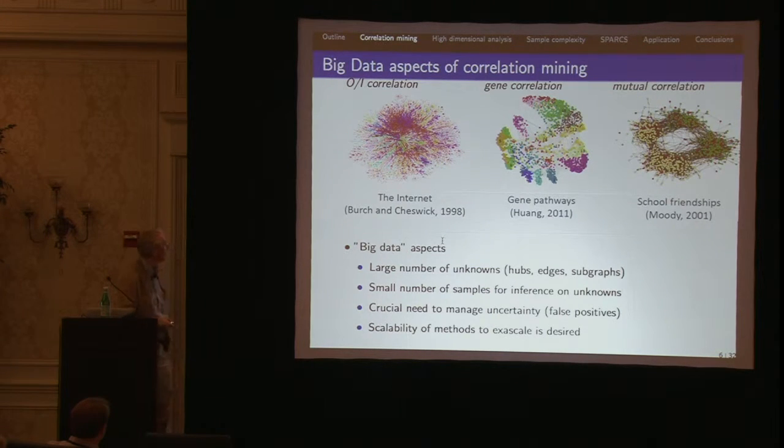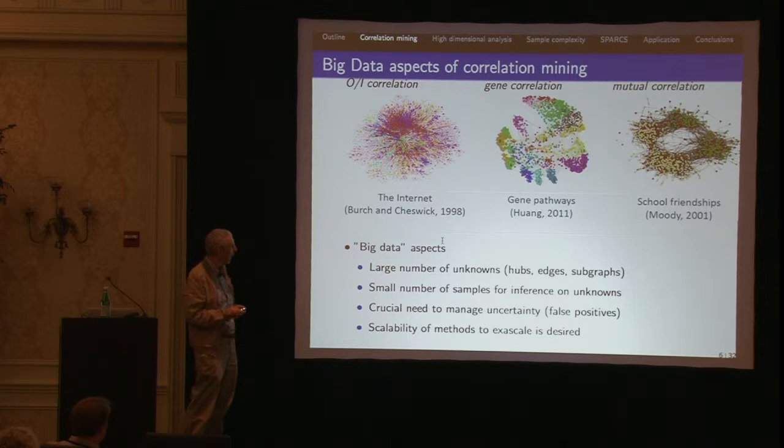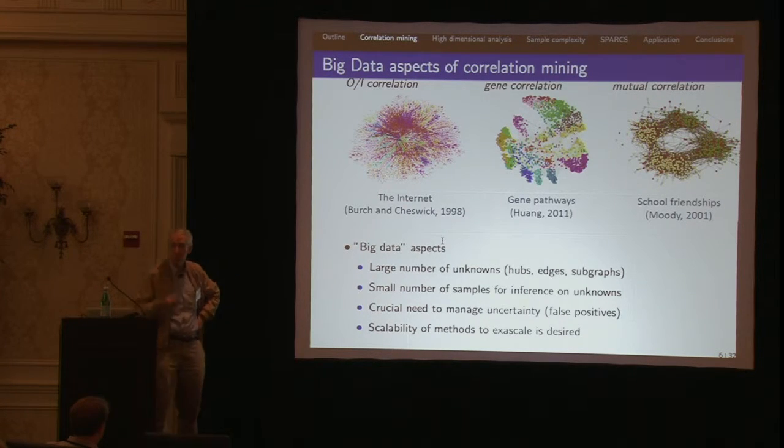So this is really the canonical big data problem, in the sense that there are a very large number of unknowns, a large number of variables. There are perhaps hubs that you're looking for in a network, or edges, or number of subgraphs, which of course is exponentially large in the number of variables. There are a very small number of samples relative to the number of variables, and therefore there's a crucial need to manage the uncertainty due to sample variation, and all within the context of scalability.